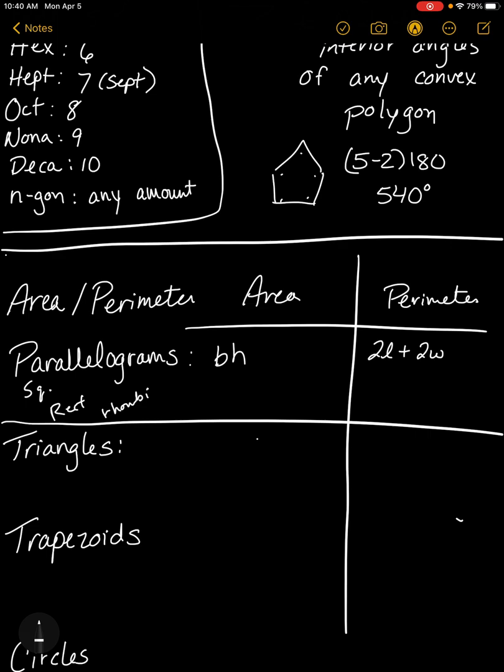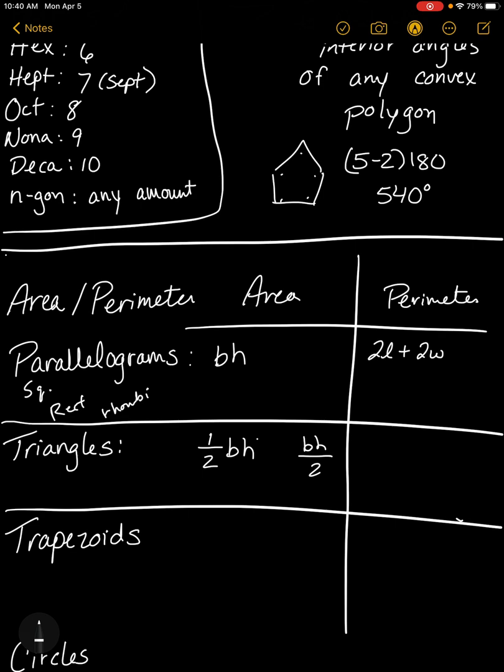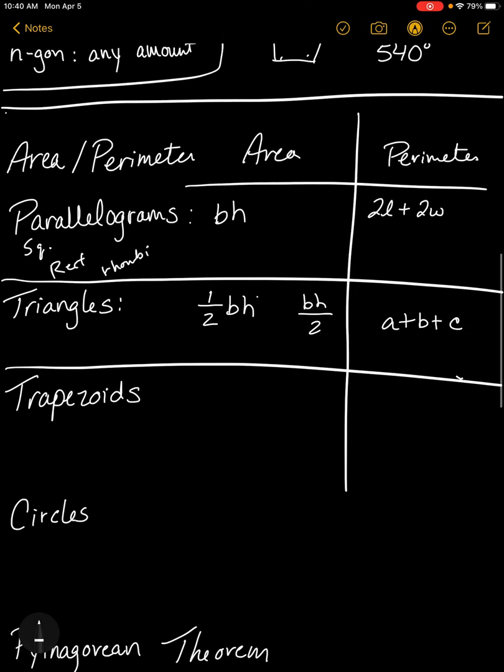see that. Okay. Triangles. Triangles are half of a rectangle, so half base times height, or base times height divided by 2, whichever one you like to use, it's up to you. And then the perimeter of a triangle is just A plus B plus C, whatever the 3 sides happen to be. There are different ways to find the sides of triangles that you'll work on for the next 2 years.